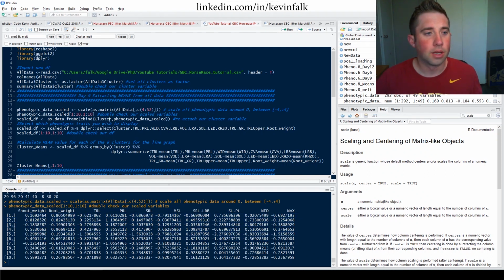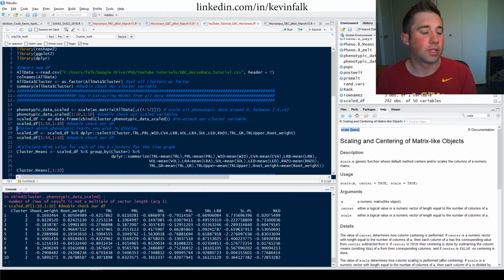All right, next we want to take all that phenotypic data and reattach that clustering column, because that's the one that we want to use to graph today. So that's what we're going to do here, is use the column bind function. We've got cluster on the left hand side, then on the right hand side we want to bind it to your phenotypic data, that scale that we just created.